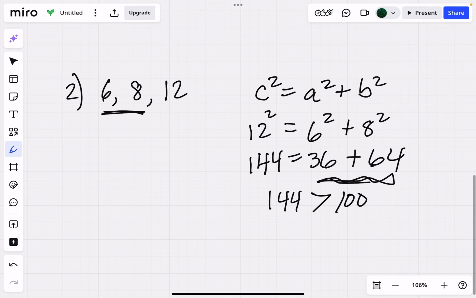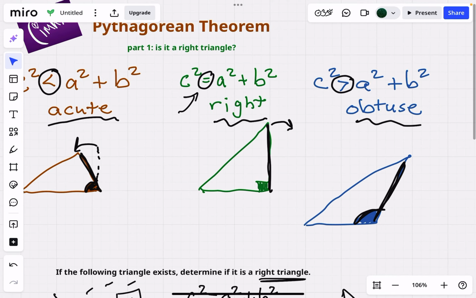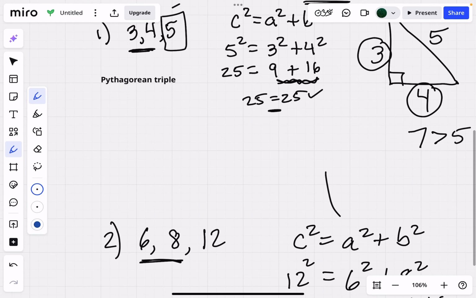In this case, 144 is greater than 100, and if you go back to your chart here, greater than would mean that it's obtuse. So this is not a right triangle. The Pythagorean triple that goes with this would be 6, 8, 10.